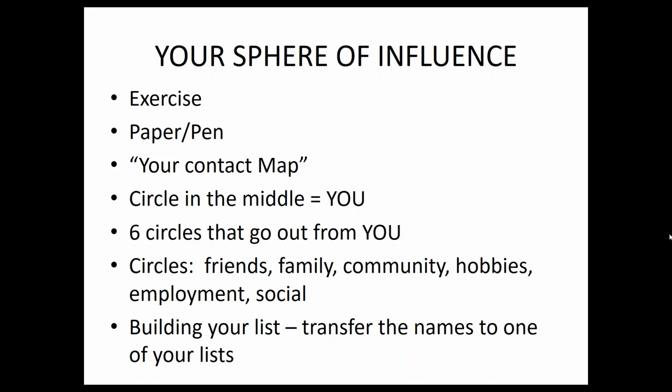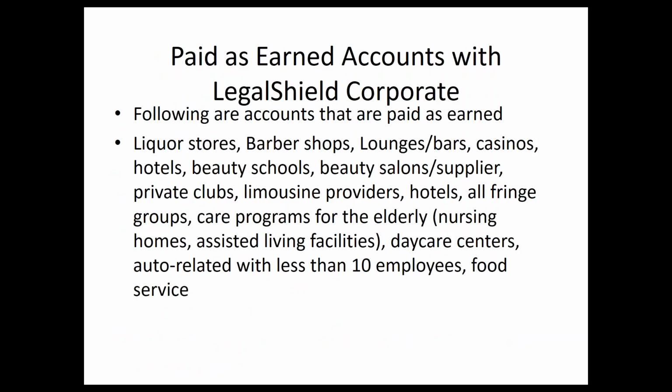So we're writing down their names, and we're writing down where our resource is and where they work. Then, when you're building your map, you will also want to transfer that to those 3 different pieces of paper. So we're always going to be building our list. Let's think about that list now as you develop it. There are some specific lists or industries that are going to be on your list that are what is called paid as earned.